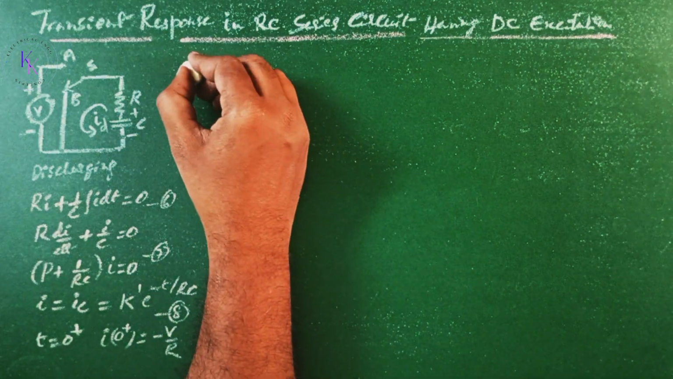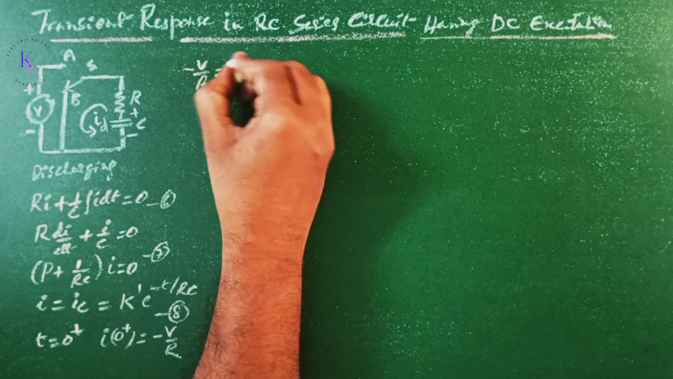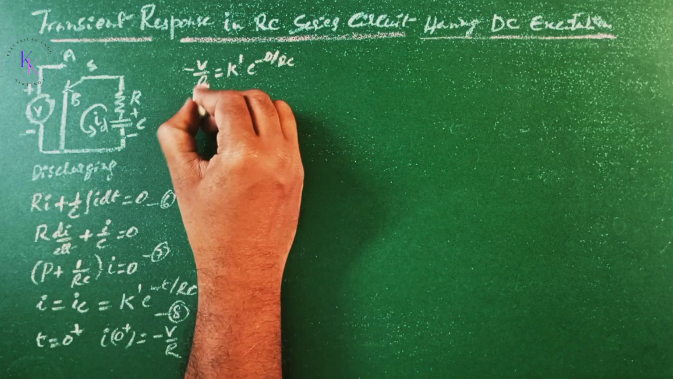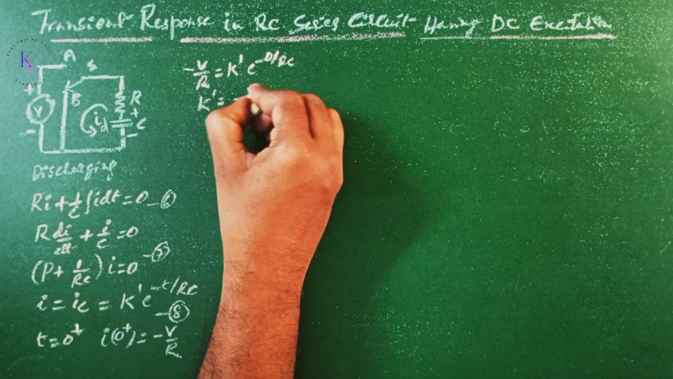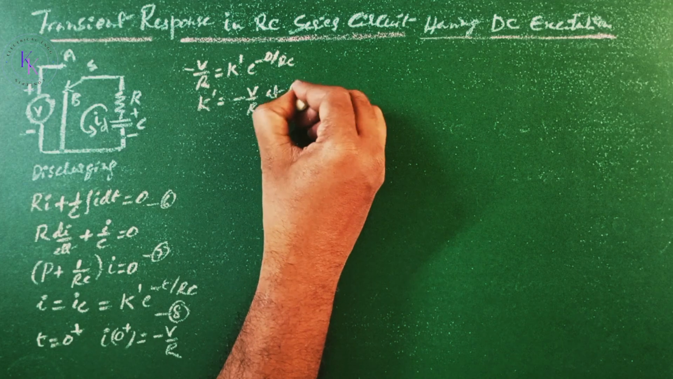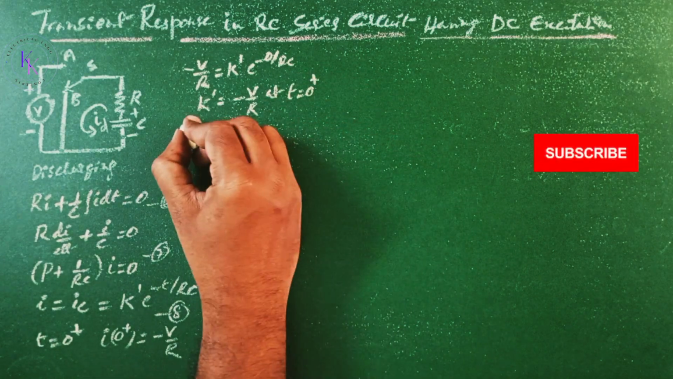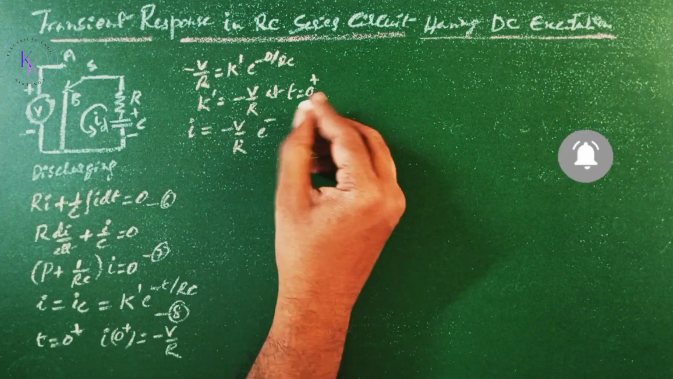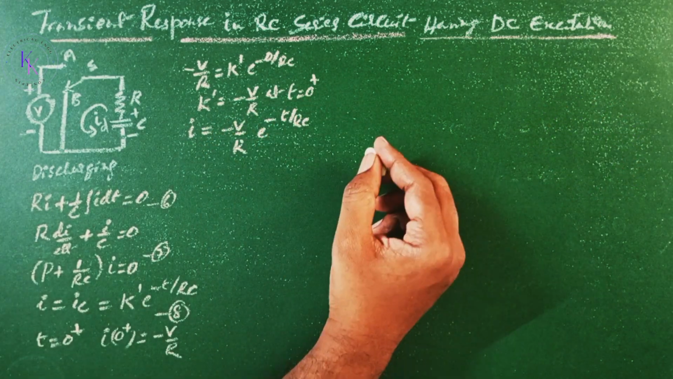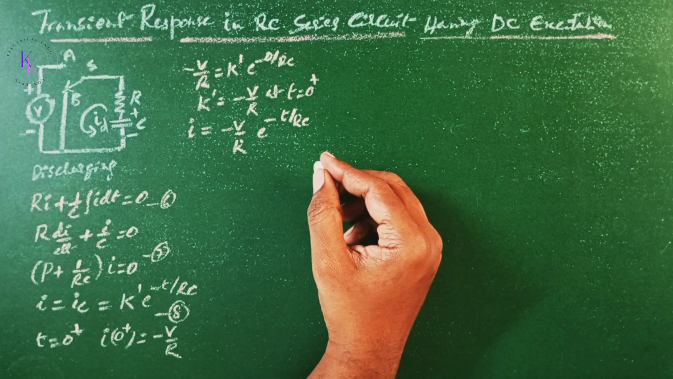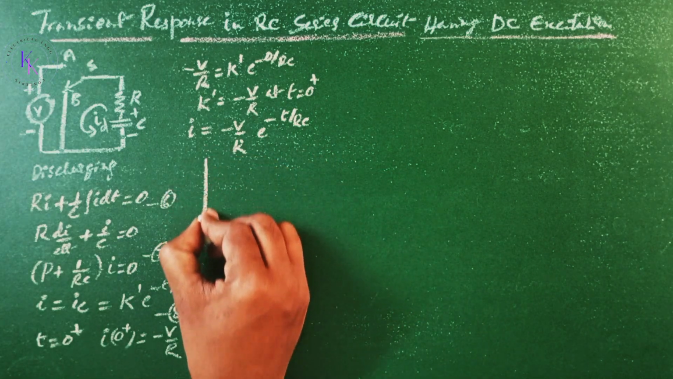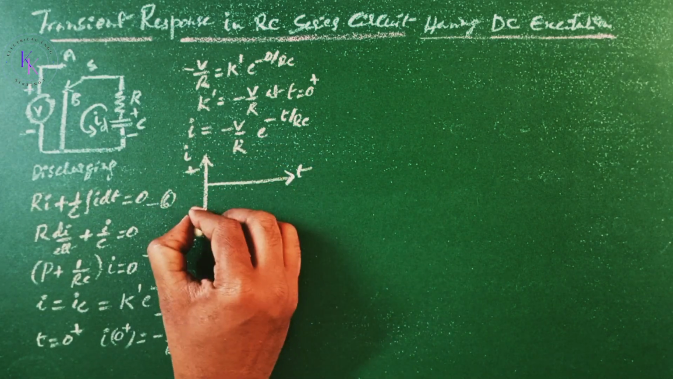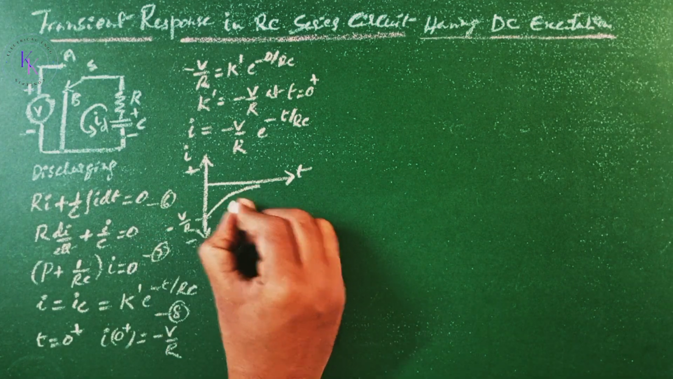Then, in equation number 8, minus V by R equals K dash e to the power of minus 0 divided by RC. Then K dash equals minus V by R at t equals 0 plus. Then the complete solution i is given by, with K dash as minus V by R, i equals minus V by R e to the power of minus t by RC. From this, the current decay transient in RC discharging can be drawn with respect to time. This is the current i, positive and negative, where this is the value of V by R. This is the discharging current i_D.